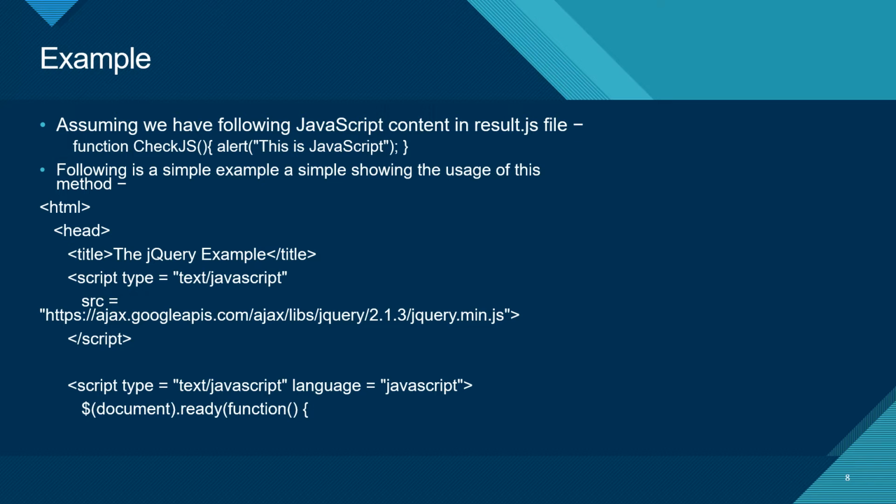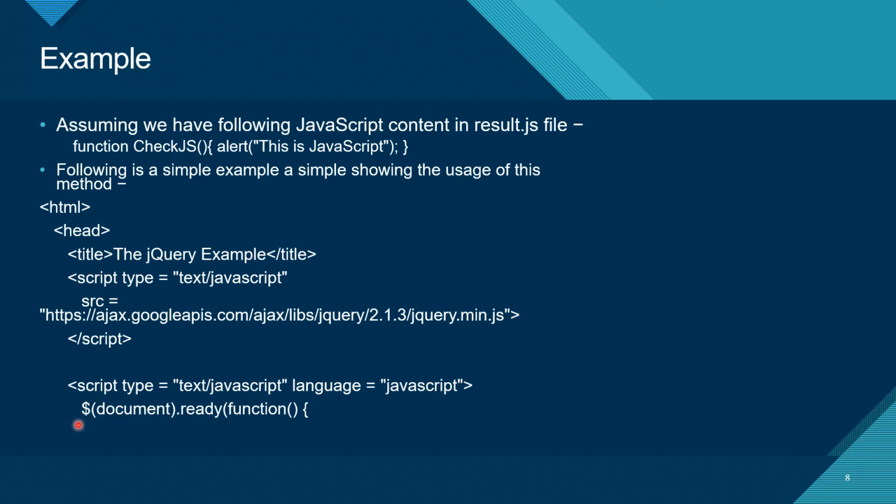So guys, in this example, we will assume that we have imported a JavaScript file, check.js, which contains a function that will produce an alert saying "This is JavaScript". So let's start implementing this example. First of all, we start our HTML with the html start tag, and in the head section we import jQuery from the Google CDN, and we access jQuery with a script tag.